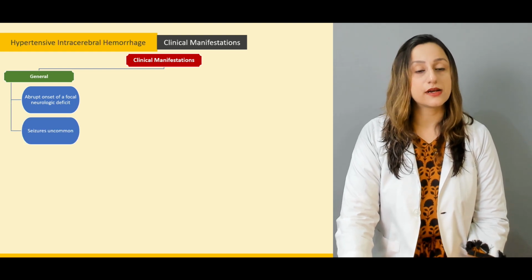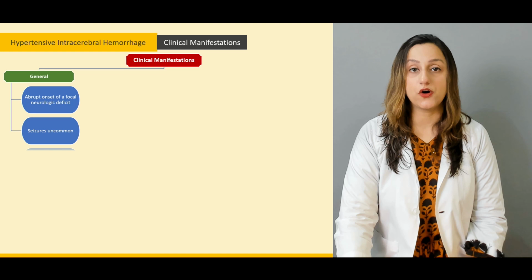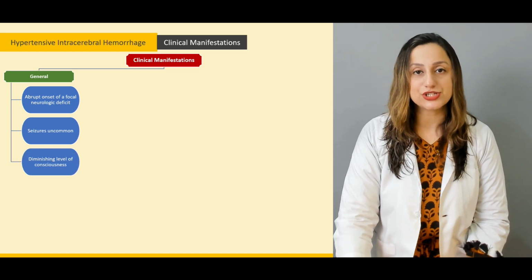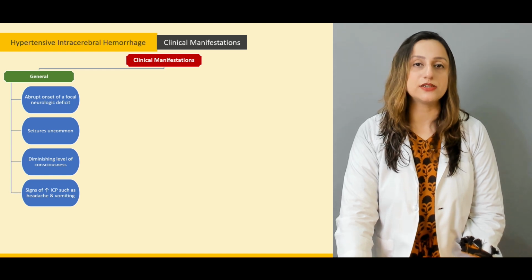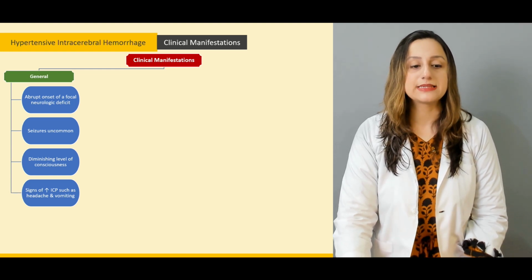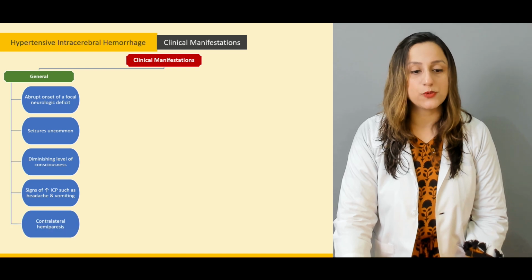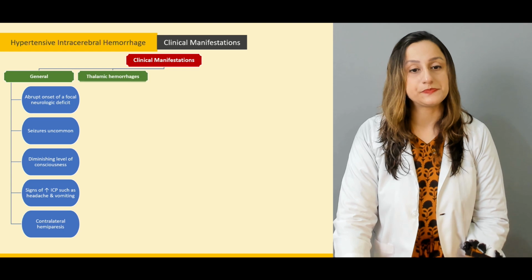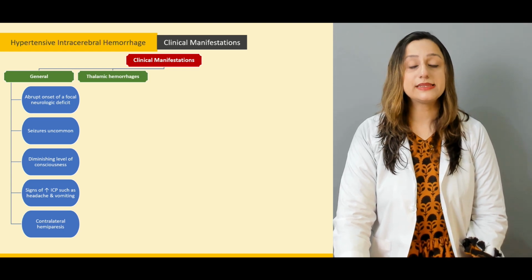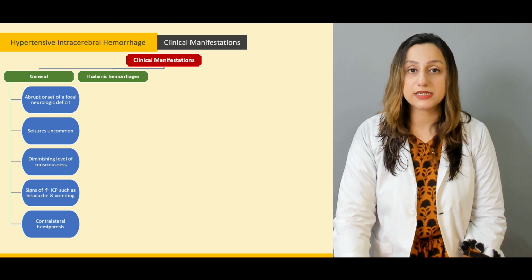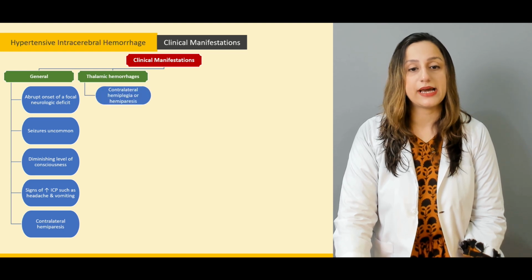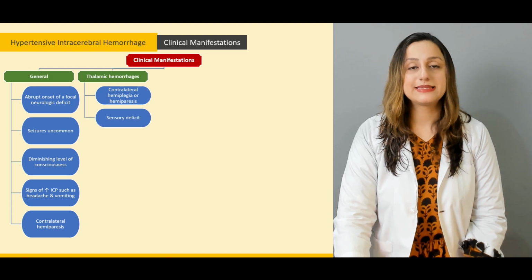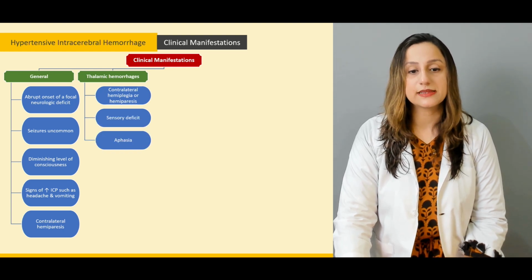Then seizures are a very uncommon presentation. There would be a diminishing level of unconsciousness, and signs of increased intracranial pressure, such as headache and vomiting, would be there. Then we'd have the contralateral hemiparesis. If the thalamus is affected by the hemorrhages, the patient would have contralateral hemiplegia or hemiparesis. Sensory deficit is going to be present in the patient.